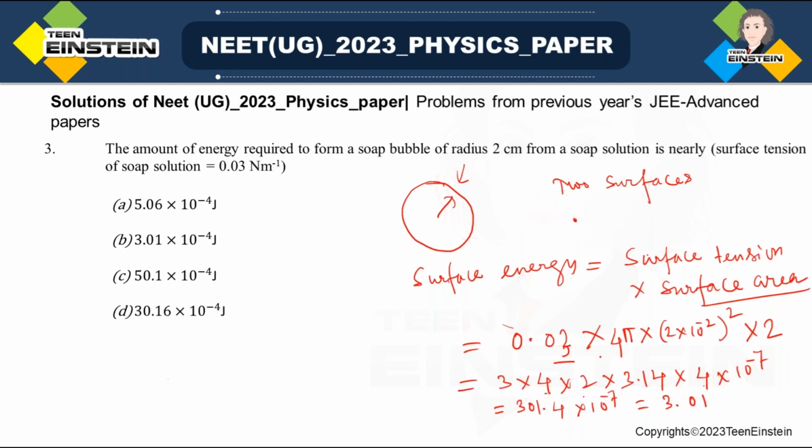This will be actually 10 to the power minus 6, which is 4 and 2. So 10 to the power minus 6, so this will give you 10 to the power minus 4 joule. This will be in joule. So look, this option B would be the answer for this question. Okay, so the only thing is that you have to do the calculation properly.